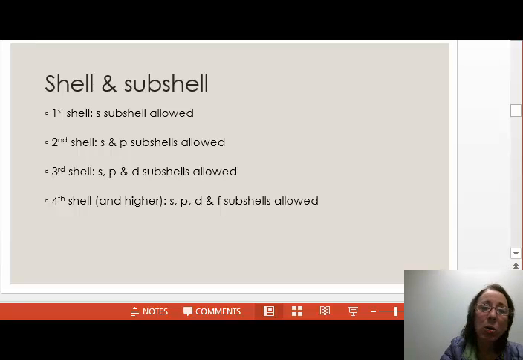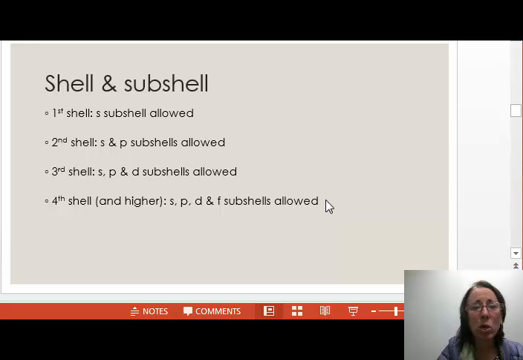Let's look at how the shell, or principal quantum number, affects the values of the subshells. In the first shell, the energy level closest to the nucleus, only one subshell, the s subshell, is allowed. In the second shell, s and p subshells are allowed. In the third shell, s, p, and d subshells are allowed, and in the fourth shell and higher, s, p, d, and f subshells are allowed.